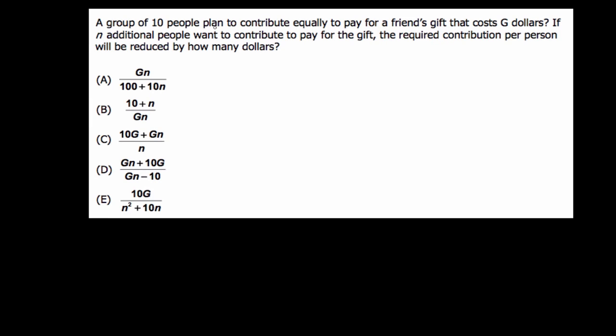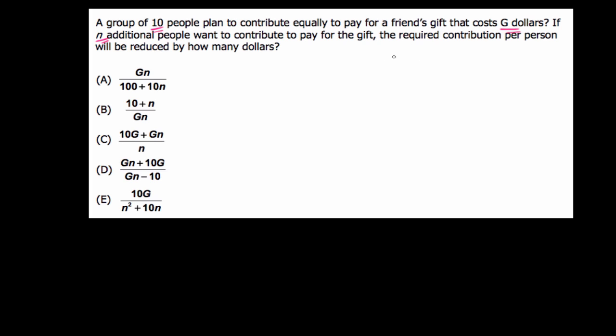A group of 10 people plan to contribute equally to pay for a friend's gift that cost G dollars. Now, if n additional people want to contribute to pay for the gift, the required contribution per person will be reduced by how many dollars?